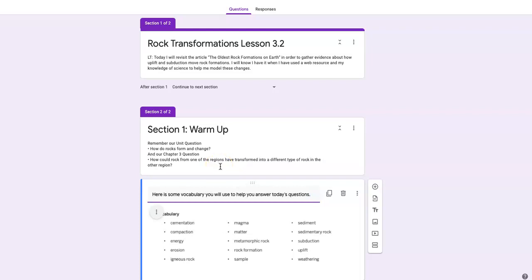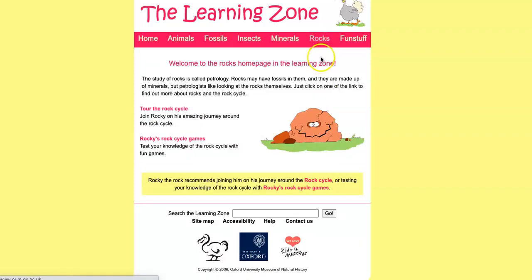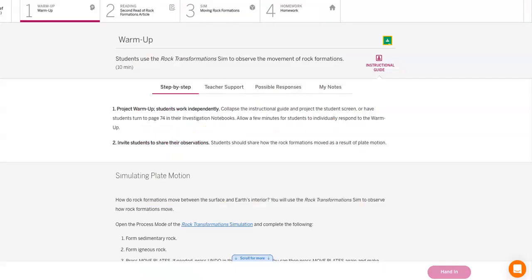So you're going to be using a couple of resources. The first thing we're going to do is the simulation. We have some vocabulary you're going to be using to answer questions today. And you're also going to be using a web resource that I'm going to provide for you from the Learning Zone. And it's all about the rock cycle, where you're going to be able to form different rocks and cause them to transform in different ways. So here we go. Let's start with the simulation.